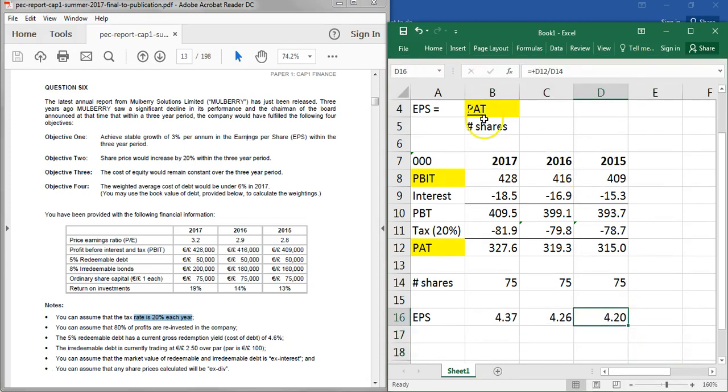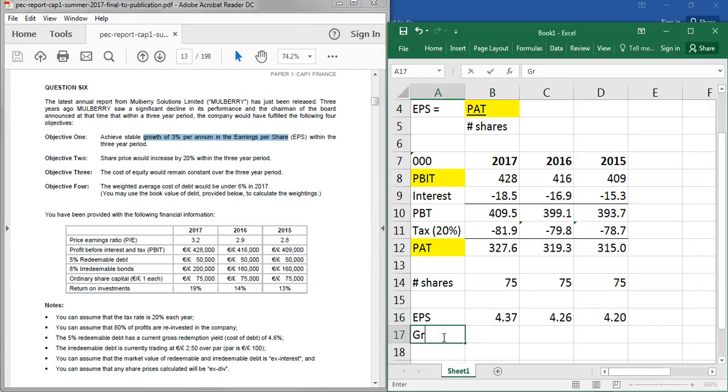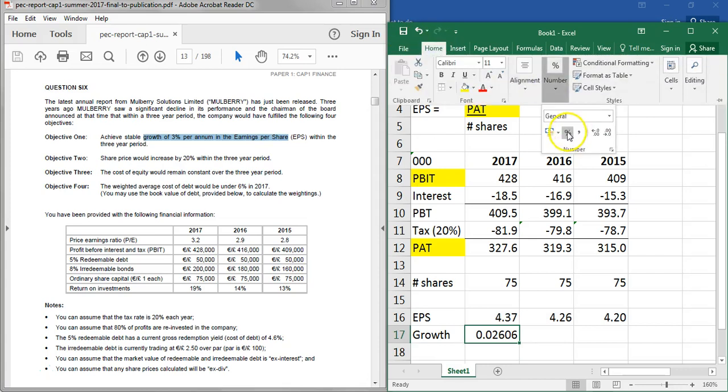We got a profit after tax, we got the number of shares. But that doesn't answer the question, and this is the tricky part. We are asking, did we achieve a stable growth rate of 3% per annum in earnings per share within the 3-year period? So what a lot of students, even if they got that far, would have said is, well, how do I do it over the 3-year period? I know I can get the growth rate by saying it's this year's divided by last year's minus 1. That's the growth rate for 2017. It grew at 2.6%.